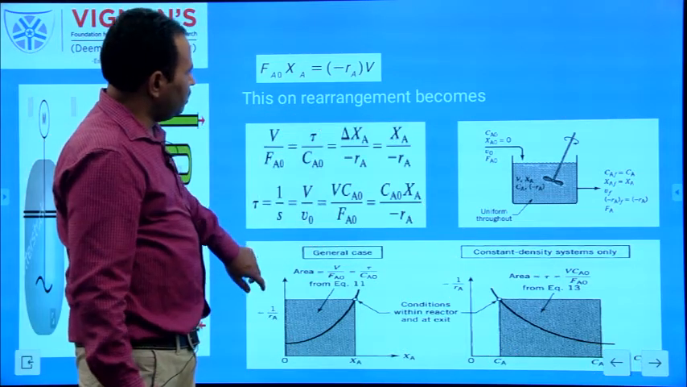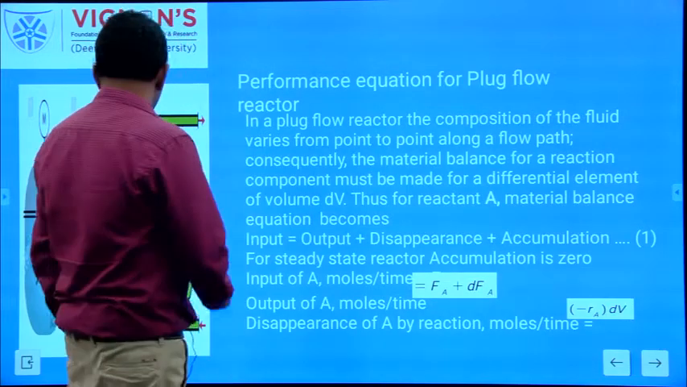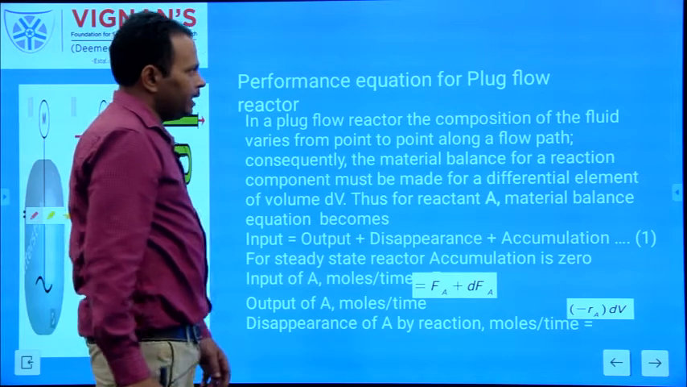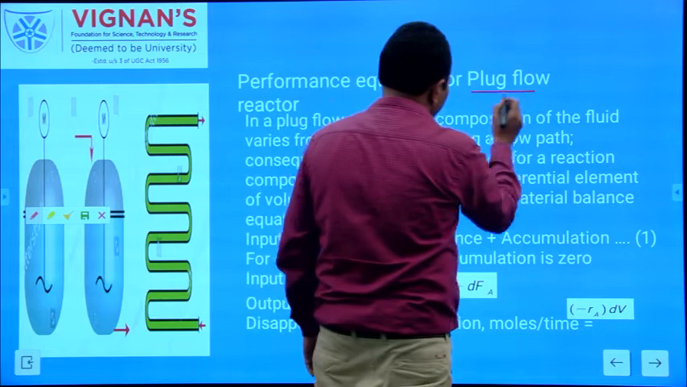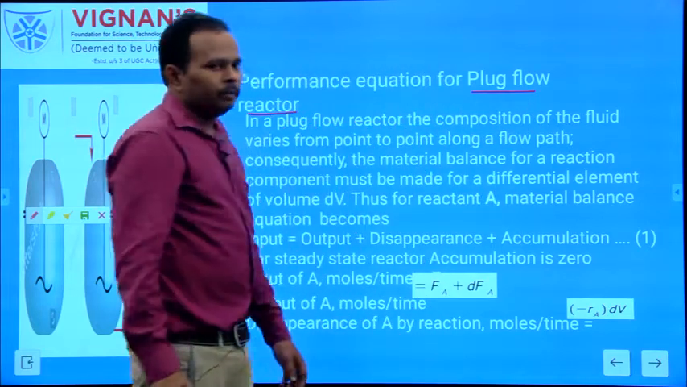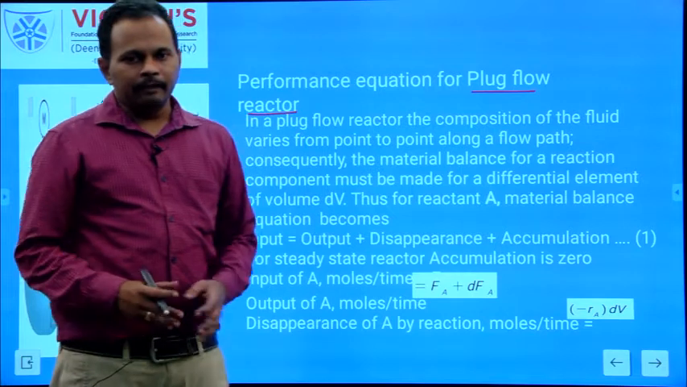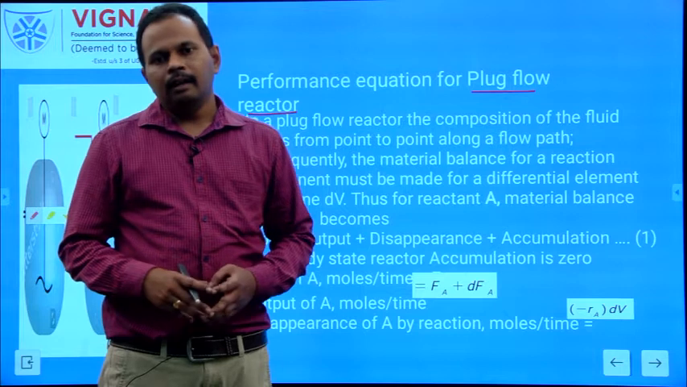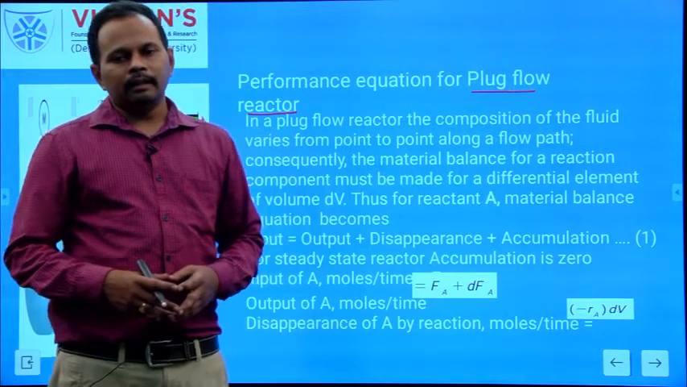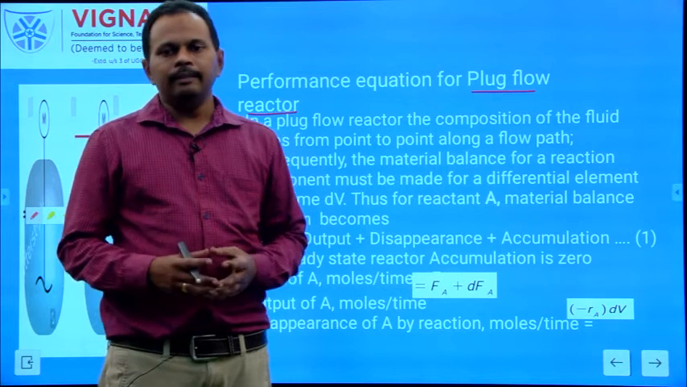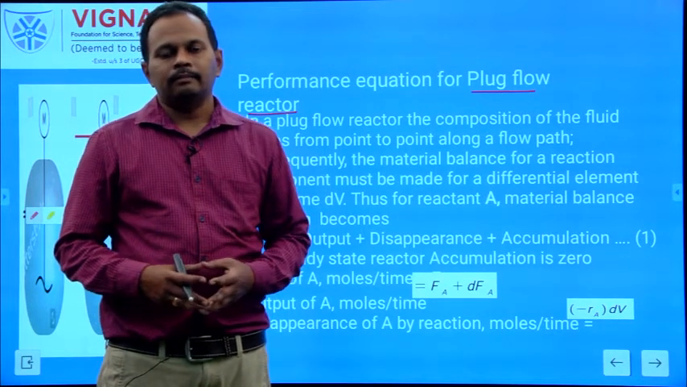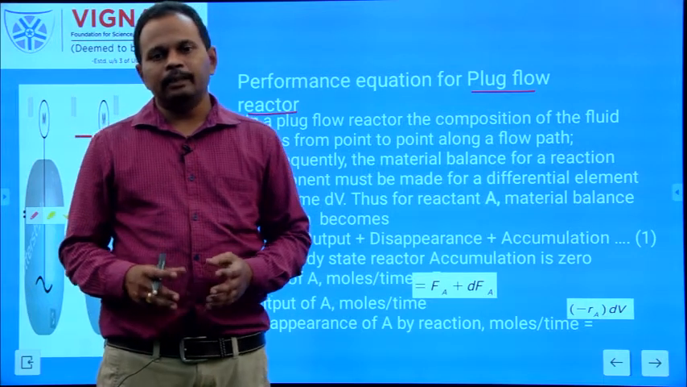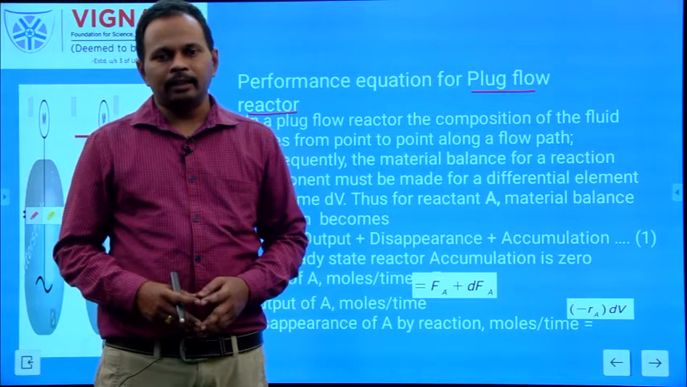Next one, the performance equation for the plug flow reactor. Before you go to the performance equation for the plug flow reactor, it is very important to remember the characteristics of the PFR. The PFR is a tubular reactor. That means early entry fluid and late entry fluid do not mix with each other or overtake one another, and the concentrations of the reactants vary with respect to the length of the reactor, but at any particular length the concentrations do not vary with respect to time.